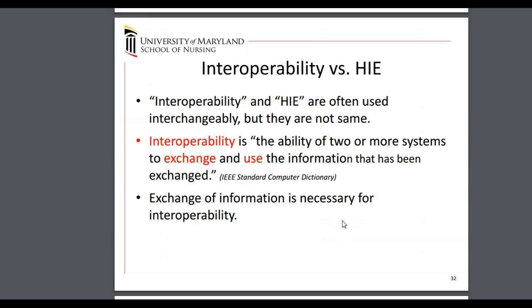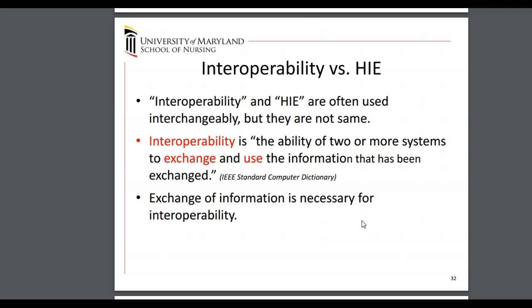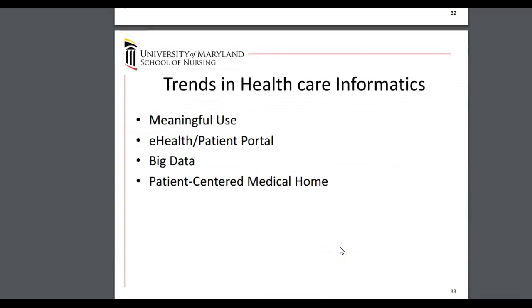So interoperability versus HIE. Interoperability is the ability of 2 or more systems to exchange and use the information that's been exchanged. HIE is just the ability for you to electronically share information. They're not the same. So exchange of information is necessary for interoperability, but interoperability isn't necessarily necessary for exchange. But with interoperability, you're allowed to use that information clinically and also operate within another's EHR, like send messages and make recommendations.